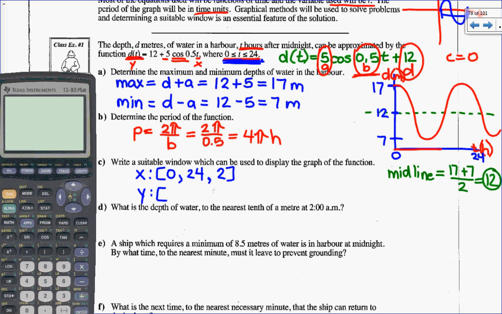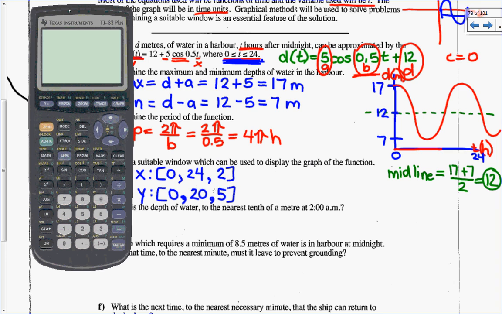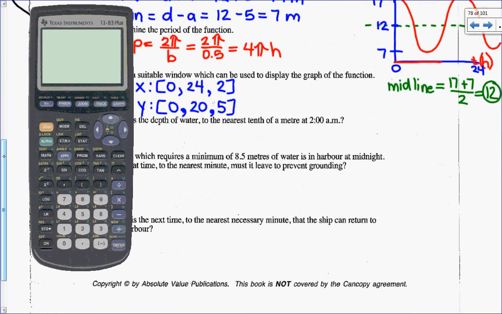Now your y values, you want to be able to see your maximum points so that you could calculate them if you wanted to on your calculator, and your minimum points. So usually it's wise to go a little bit below your minimum, a little bit above your maximum. So in this case, let's go from 0 up to 20. And again, you could go up by 1s, 2s, 5s, wouldn't really matter, as long as you can see that maximum point and that minimum point if you needed to calculate those on your calculator.